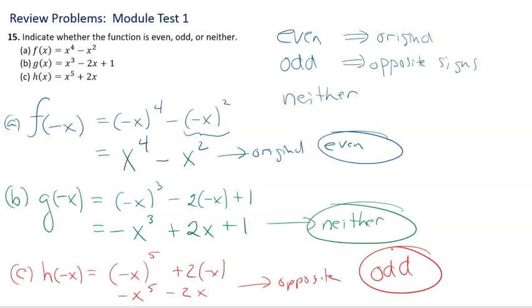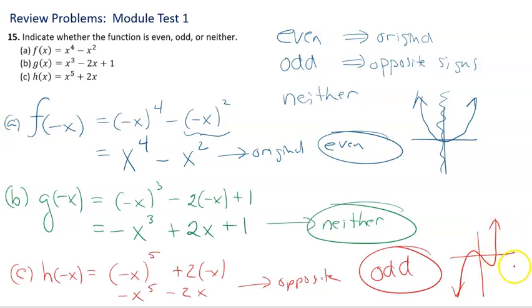Now even functions are symmetric about the y-axis. So this x to the 4th minus x squared has symmetry that looks like that. Now, I'm not saying it looks just like that, but it is a reflection through the y-axis. Odd function, neither function doesn't have symmetry. An odd function, on the other hand, the last one, has symmetry about the origin. So this graph that we did right here might look similar to that.